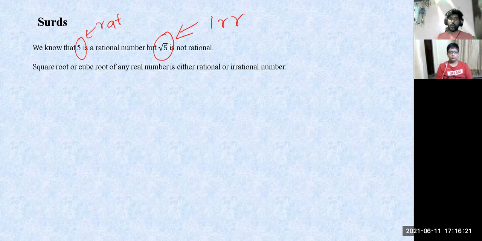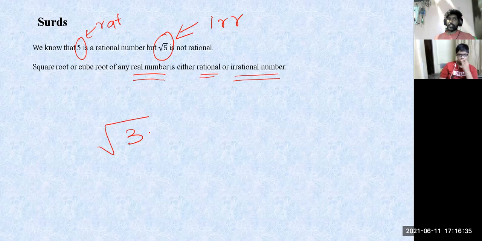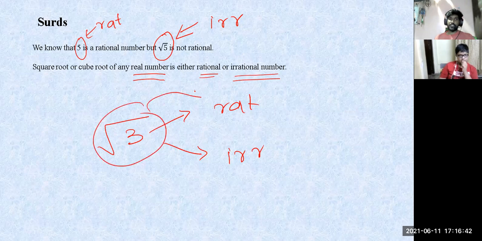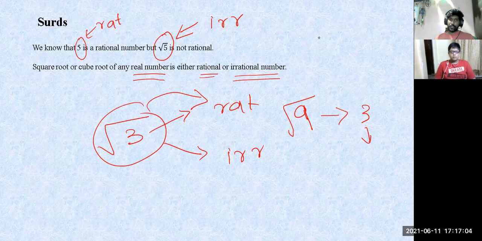So square root or cube root of any real number is either rational or irrational. It can be one of those two. You take a real number and you take the square root of it. This can be rational or it can be irrational. Let's see another example. If I take a real number 9 and you take the square root of it, the square root of 9 is 3, while this is rational. So this statement says that you take the square root or you take the cube root of any real number, that can either be rational or irrational, one of those two. Is it clear? Yes, sir.